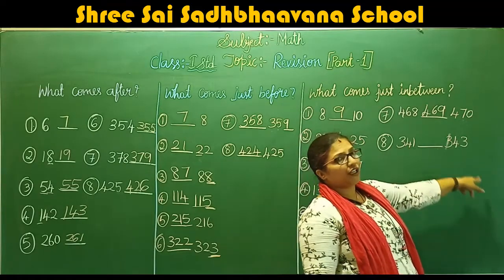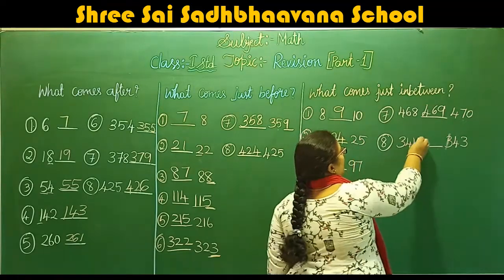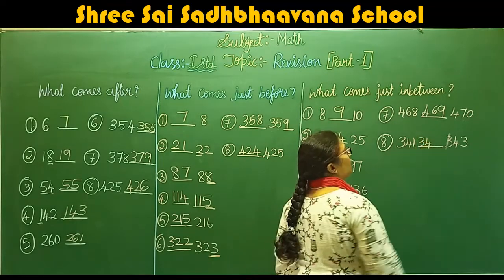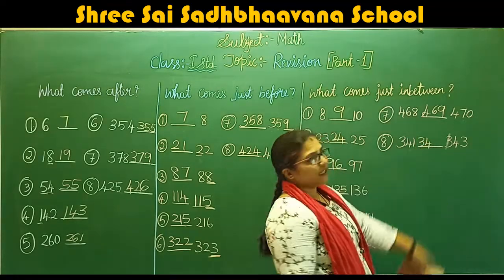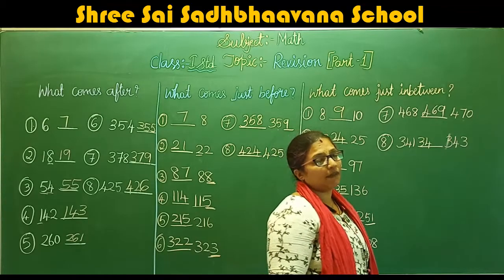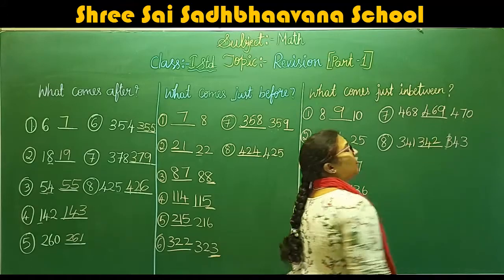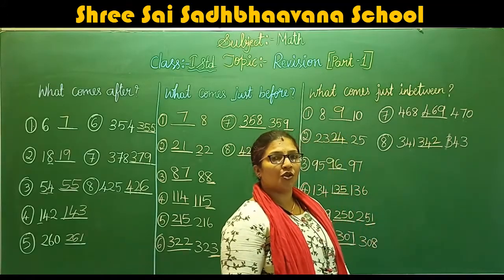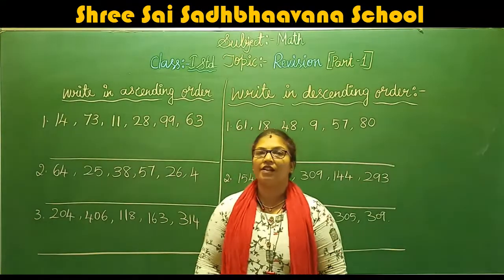341, 343. So 3 is in 100 place same, 4 is in 10th place same. What is the ones place number? 1. So next number to 1 is 2. 342.